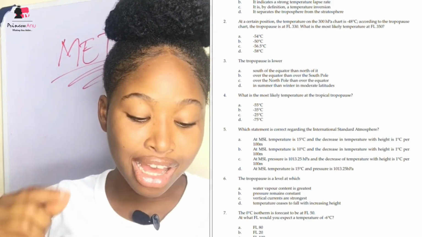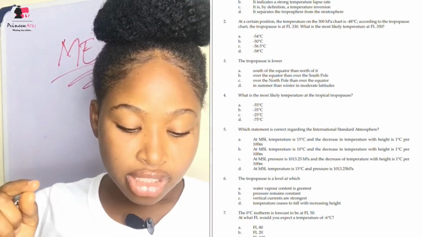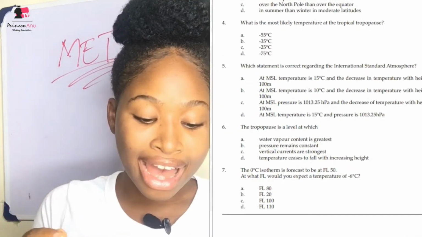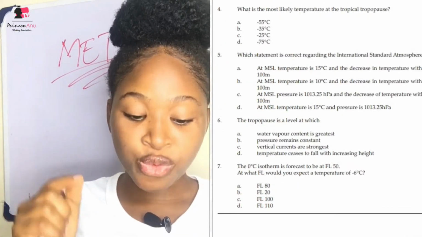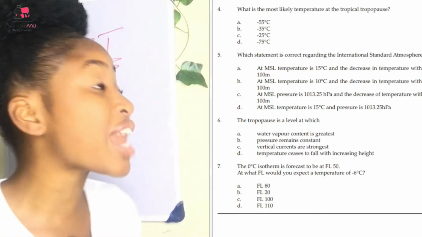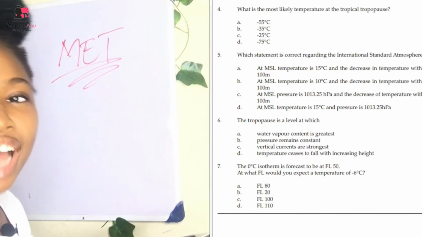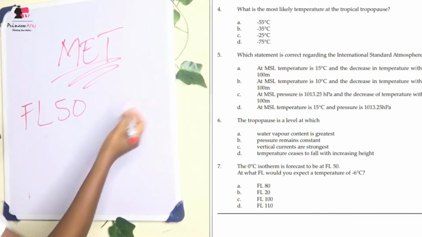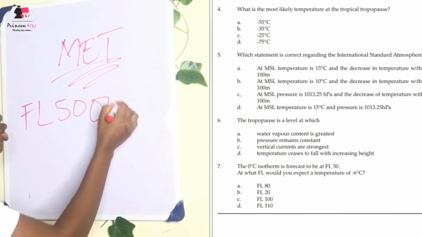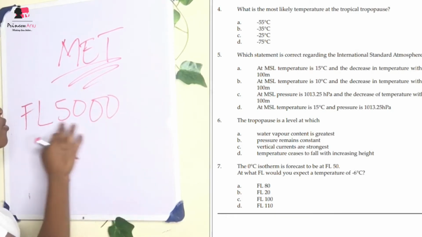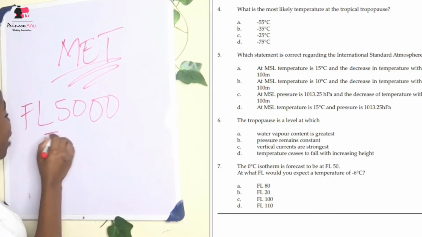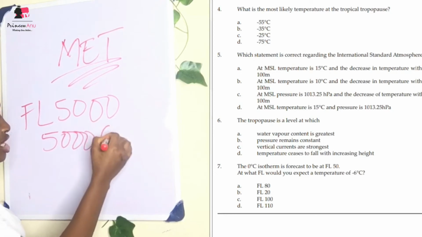Question 7: the 0 degrees Celsius isotherm is forecast to be at flight level 50. Whenever you see flight level 50, you just add 2 zeros at the back to convert it into feet. So flight level 50 is the same thing as 5,000 feet.